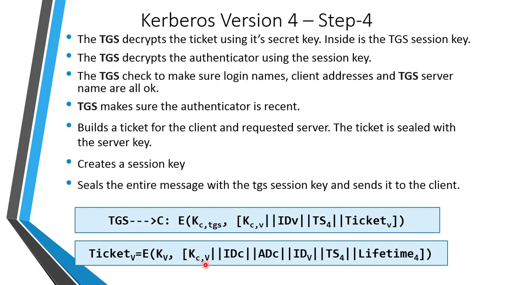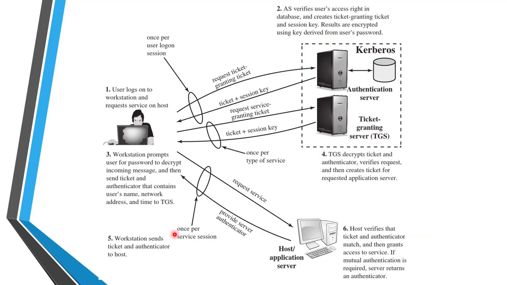So this ticket consists of the secret key shared between the client and the application server, ID of client, address of client, ID of key and timestamp, and also the lifetime, and this whole data is sealed with the secret key of the server. So this ticket is not decrypted by the client.